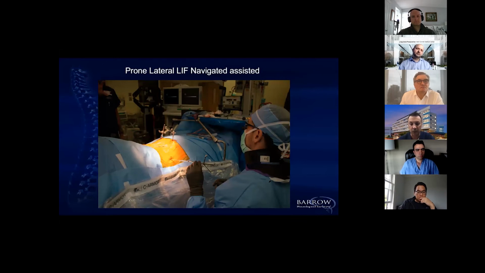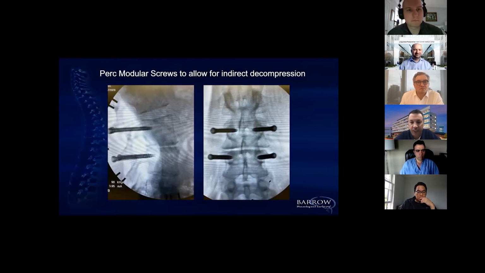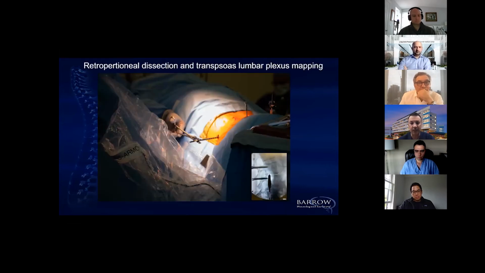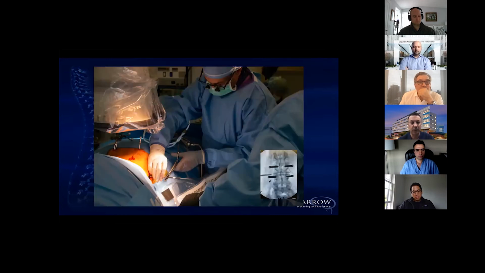Then once you put the screws, I want you to notice these screws. They are modular screws. The reason that I do it is because I have to leave time to do the indirect decompression. If I put the rods right away, then it's going to be a big problem, correct? So I put the screws just superficial in a modular way, and then I go lateral, start using the navigation, and then start going into lateral again in the prone position, same sequence that you saw before.